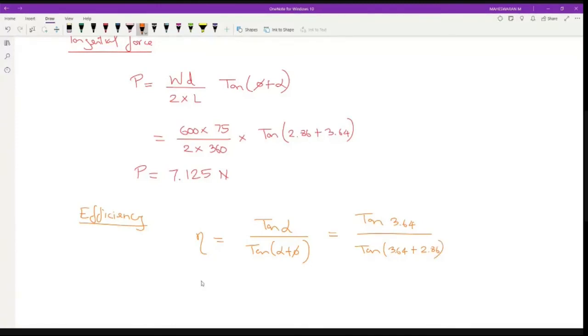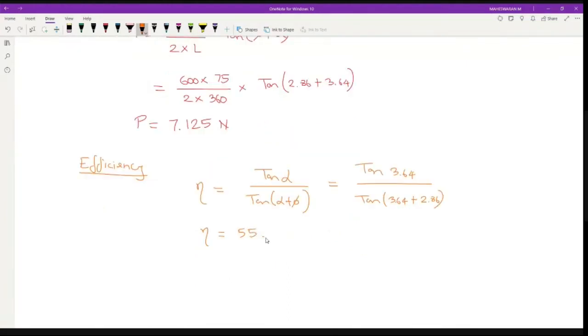So what is your efficiency? 55.91. So you're getting 55.91. Is it self-locking? No, sir. So it is not self-locking.